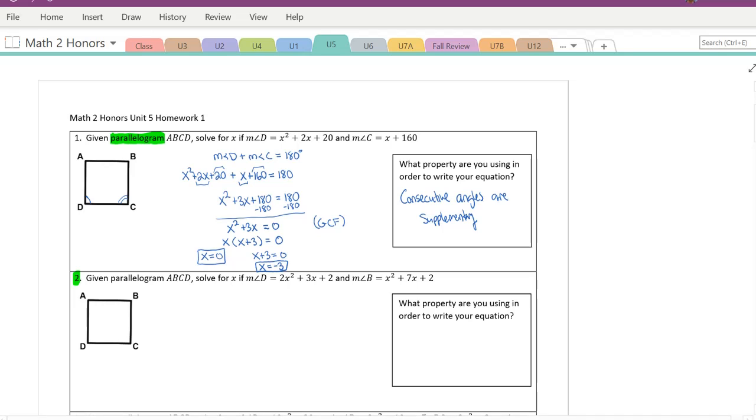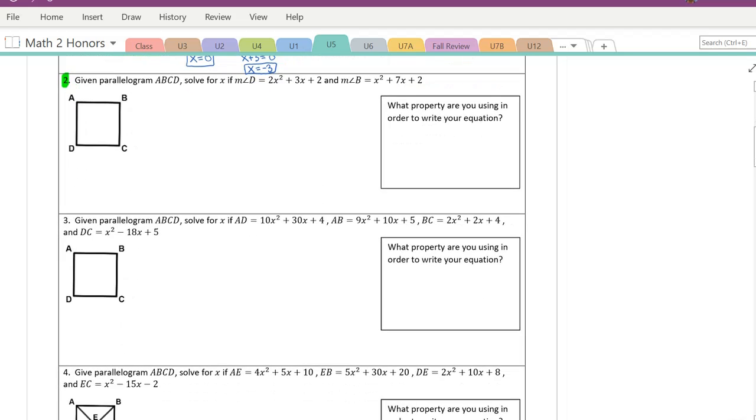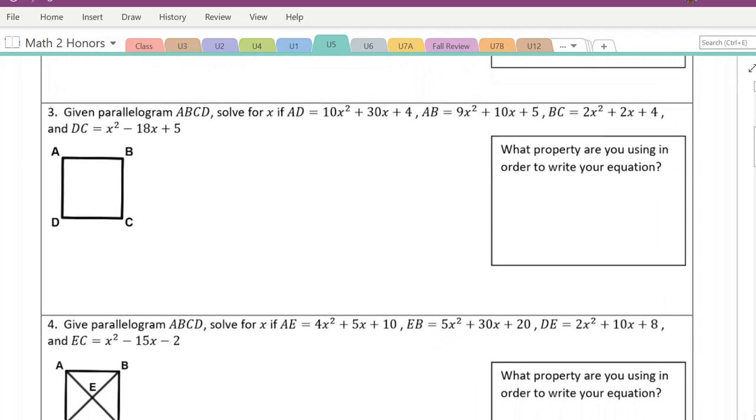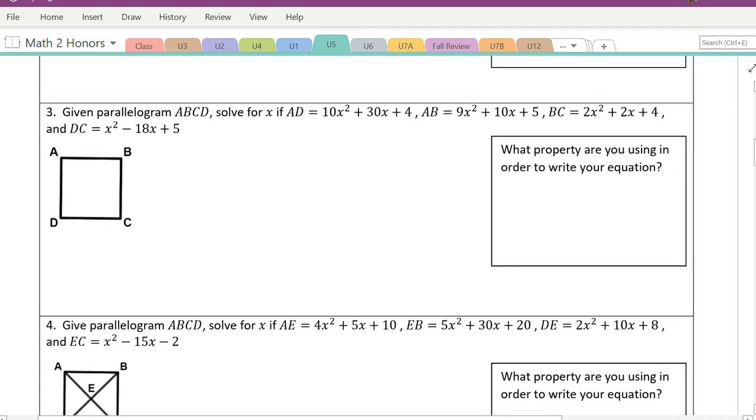Okay, I am going to continue to go through the odd problems on the homework 1. Last video we worked through problem 1 together. Next we're going to take a look at number 3. So number 3 says given parallelogram ABCD, solve for x if, and they give us some values for AD, AB, BC, and DC.